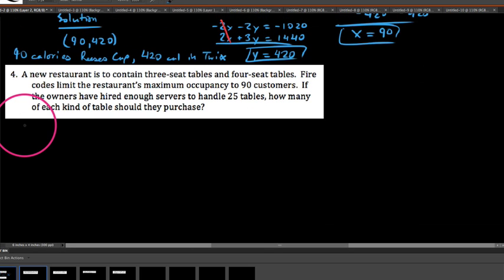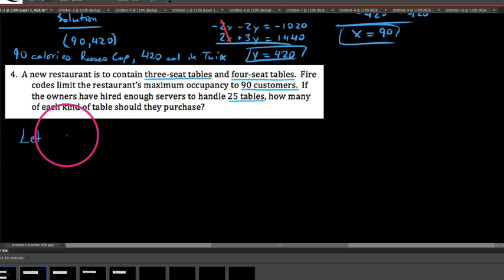What we're told is that a restaurant is to contain 3-seat tables and 4-seat tables. As you read through this, think about how many variables you expect to see. It says fire codes limit the restaurant's maximum occupancy to 90 customers, so we have a 90 customer total. If the owners have hired enough servers to handle 25 tables, how many of each kind of table should they purchase? What we're asking ourselves to find is how many of each kind of table they should purchase.